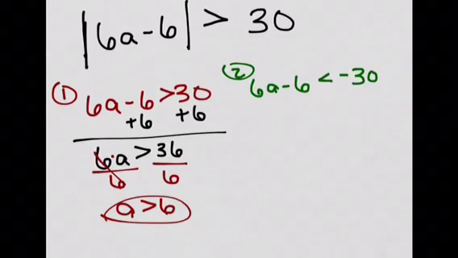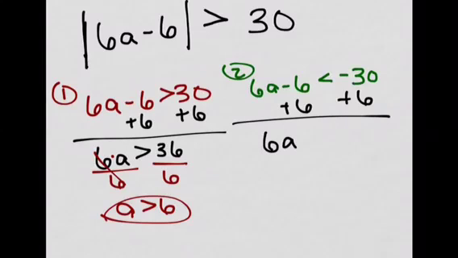Okay, let's look at the second inequality now. Again, I can't simplify left or right at all, so I'm going to start doing my order of operations backwards. How about I add 6 to both sides, and I get 6a is less than negative 24.